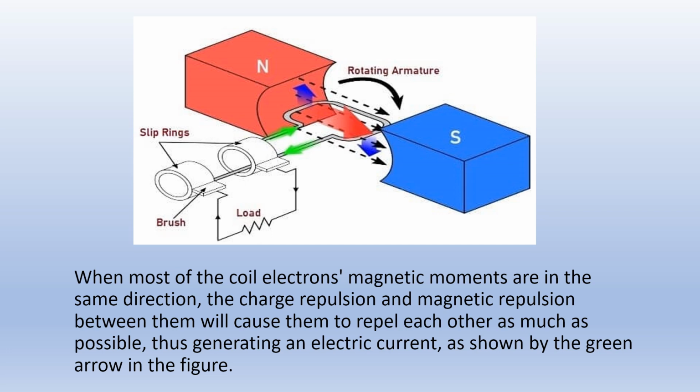When most of the coil electrons' magnetic moments are in the same direction, the charge repulsion and magnetic repulsion between them will cause them to repel each other as much as possible, thus generating an electric current, as shown by the green arrow in the figure.